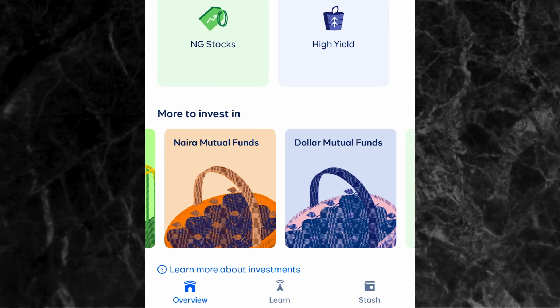And then next thing is to come here and choose payment method. So once you choose payment method again, that amount of money will be deducted from your account and will be invested right here for you. So that's for dollar mutual fund. So you can invest in any dollar mutual fund of your choice.